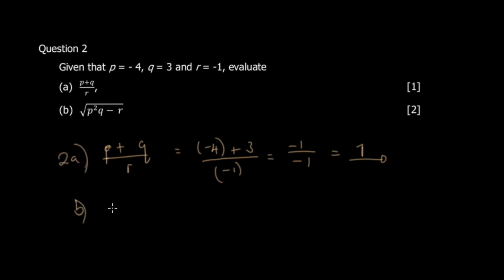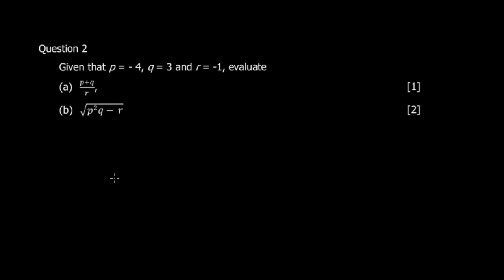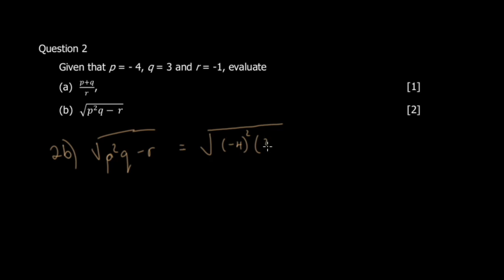So the b part is, okay, let's free up some space. So 2b says square root of p squared q minus r, like this. So again, always use brackets, just like I advised you. Okay, so p is -4, -4 squared, q is 3, then minus r, it's -1.